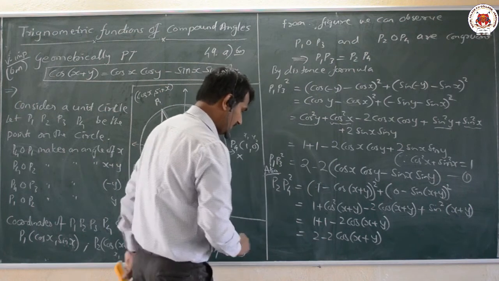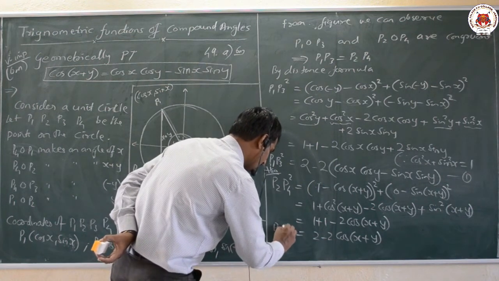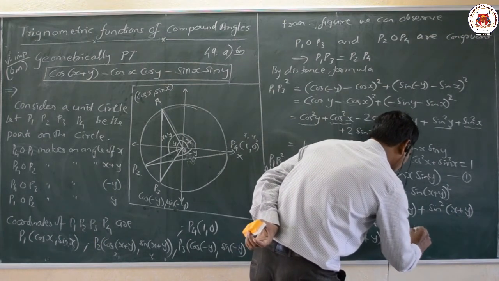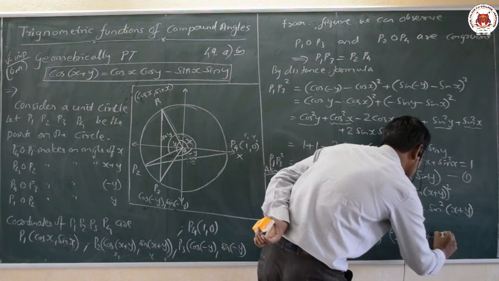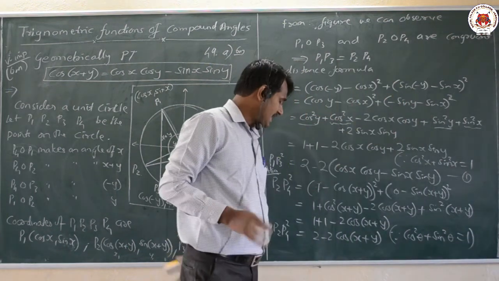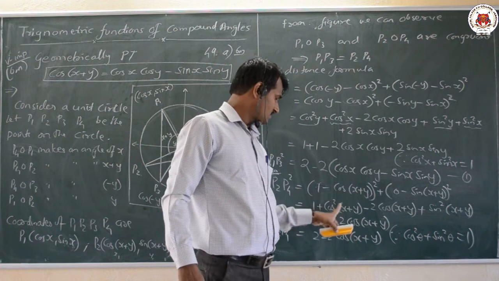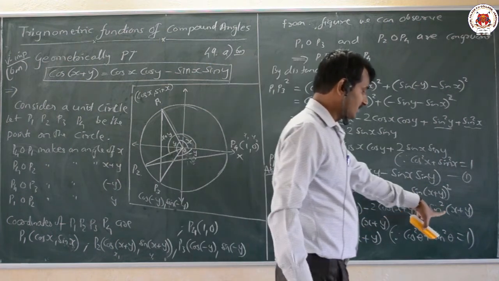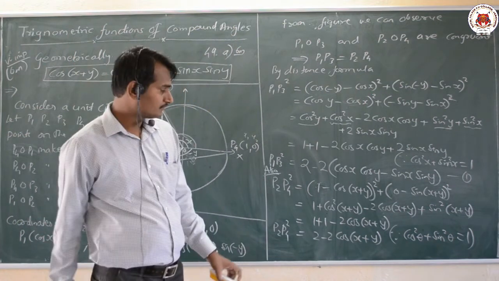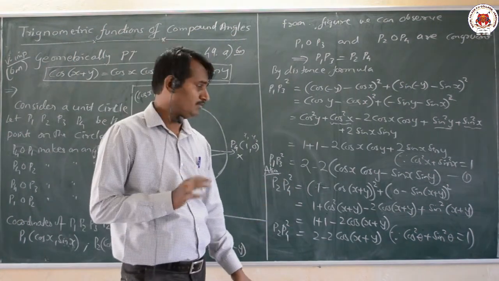Now what is the value here? That is nothing but P2 P4 square. What is the reason here? Because cos square theta plus sine square theta, the value is 1, whatever the angle may be. The angle here is x plus y, cos square of x plus y plus sine square of x plus y, that is always 1, but the angle should be the same on both sides.